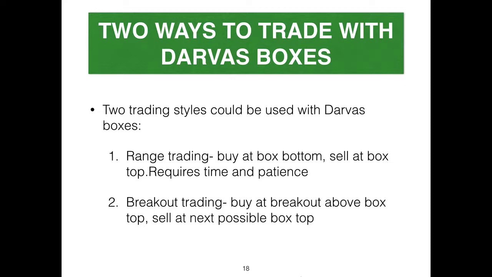So two trading styles could be used with Darvas boxes. First is range trading, where you buy at the bottom and sell at the box top, which requires time and patience. Second is breakout trading, where you buy at the break out above the top of the box, and sell at the next possible box target.